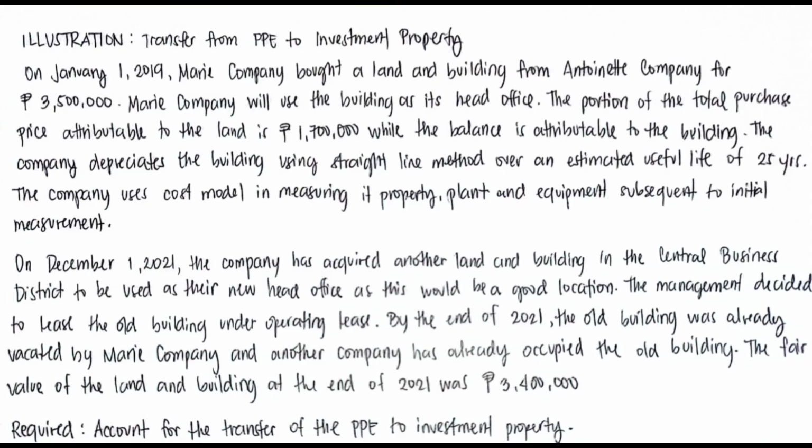Now, let's have an example of transfer from PPE to investment property. On January 1, 2019, Marie Company bought a land and building from Antoinette Company for 3,500,000. Marie Company will use the building as its head office. The portion of the total purchase price attributable to the land is 1.7 million, while the balance is attributable to the building. The company depreciates the building using straight-line method over an estimated useful life of 25 years.